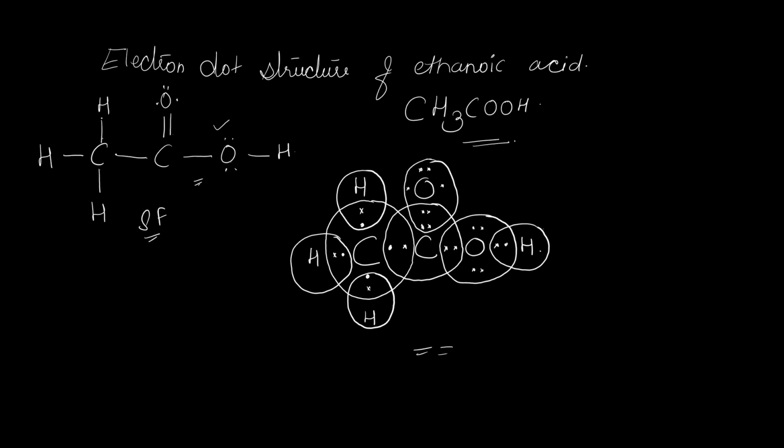It's very easy. If you can't draw it, you just draw the structural formula. On this basis, you draw the electron dot structure of ethanoic acid.